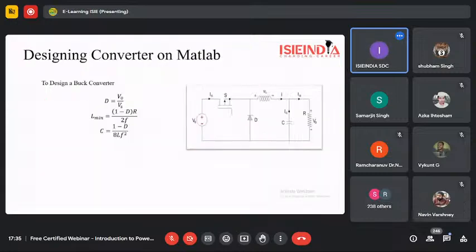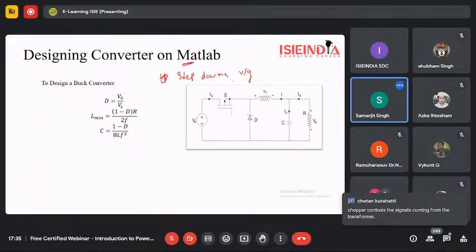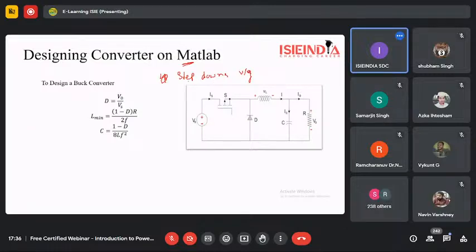So now let's come to the designing part in MATLAB. We will be designing a buck converter. What does a buck converter do? It steps down the voltage. So we'll try to implement this in MATLAB. Let's go to the MATLAB software.